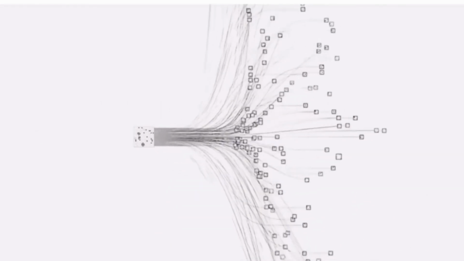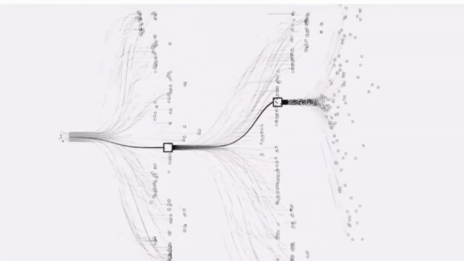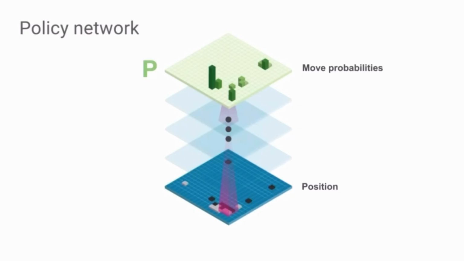And so this really renders the game of Go completely intractable to traditional search methods, and has meant that something new is required to make progress. So at the heart of AlphaGo are two convolutional neural networks that represent knowledge about the game of Go.